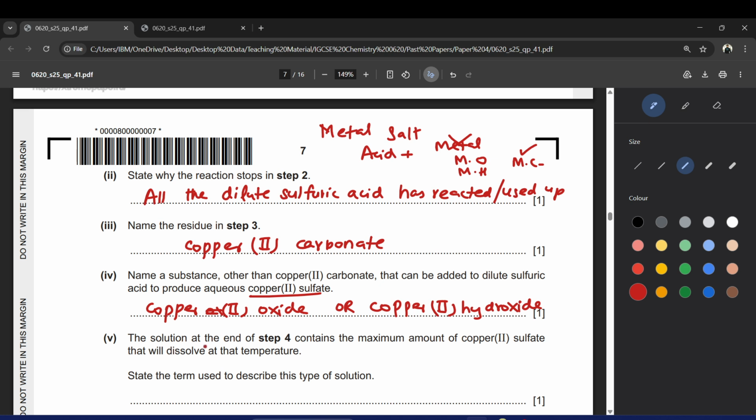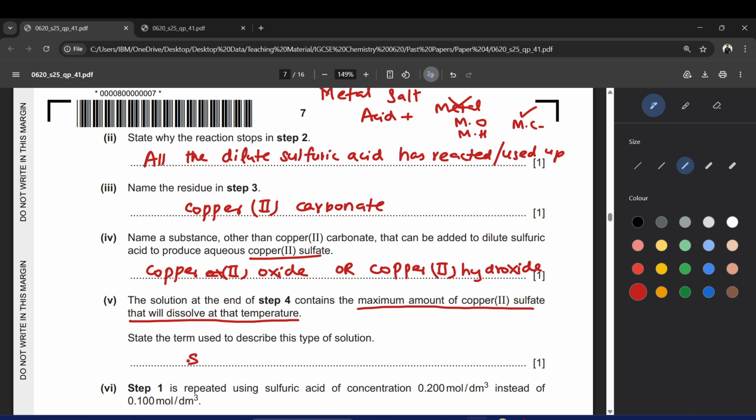Number 5, the solution at the end of step 4 contains the maximum amount of copper 2 sulfate that will dissolve at that temperature. State the term used to describe this type of solution. This is actually a definition of one of the terms that is closely associated with neutralization reaction, and that definition is for saturated solution. So in a saturated solution, your solute has been dissolved to a maximum quantity at that particular temperature. That means at this particular temperature, you can no longer dissolve any more of the solute.